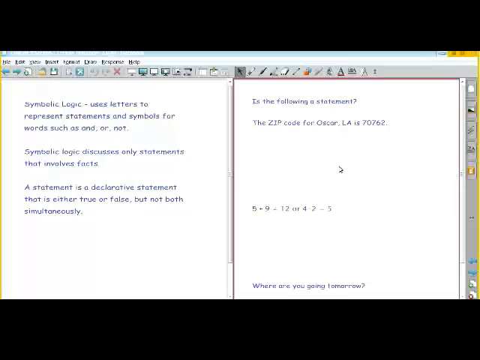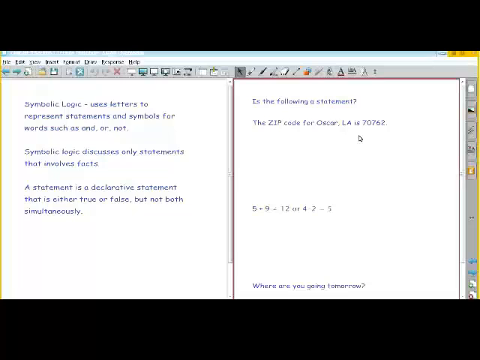So the first thing, you've got a couple of homework problems which ask you to determine whether a series of words or equations is a statement. So there's 3 examples. The zip code for Oscar, Louisiana is 70762. So we ask the question, can that be answered by a true or false? We don't know if it's 70762, but we can answer it. We can go to Google and check it out and see whether that's true or it's false.